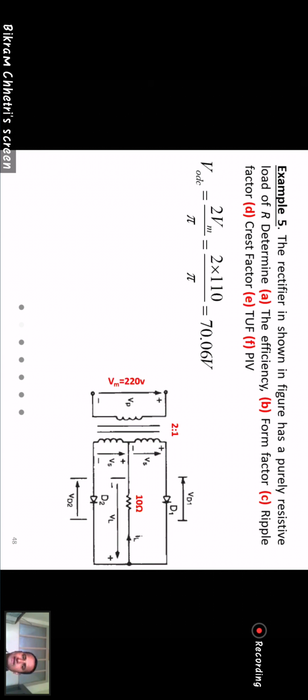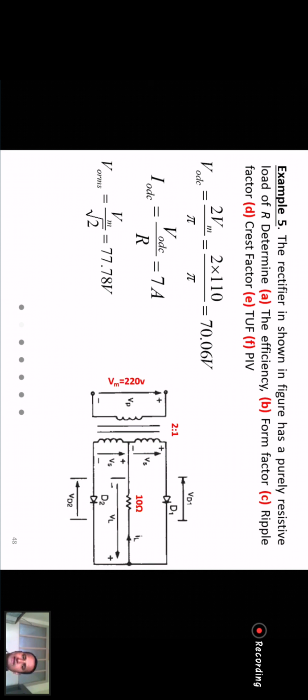So this is an example, okay. If you want to find the DC output voltage, you just have to use the formula, and you'll find 70.06. And for the DC current and VRMS, if you know the formula, you can directly calculate from the previous formulas we have found.